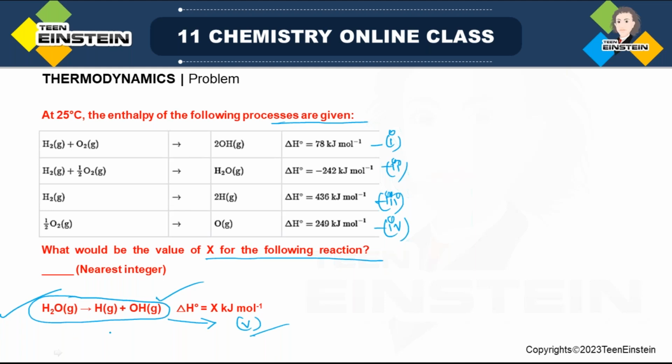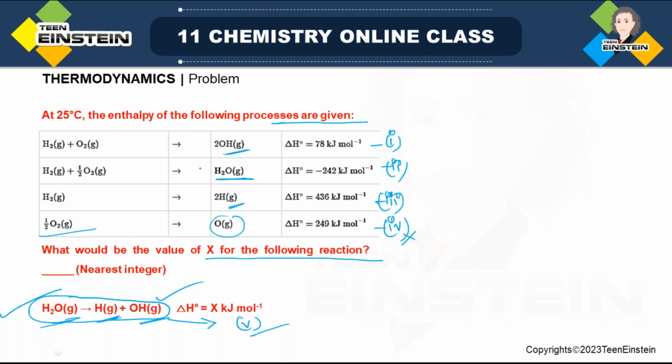So here we will try to arrange these 4 equations in such a way that we can get this equation. See here, on the left hand side we have the gaseous water molecule. And on the right hand side we have H gaseous and OH gaseous; negative, positive, nothing is given. Now we have OH gaseous here and we have H gaseous here. We don't need this half oxygen because the O2 term is not involved. We also don't need O. So equation 4 is basically not required.